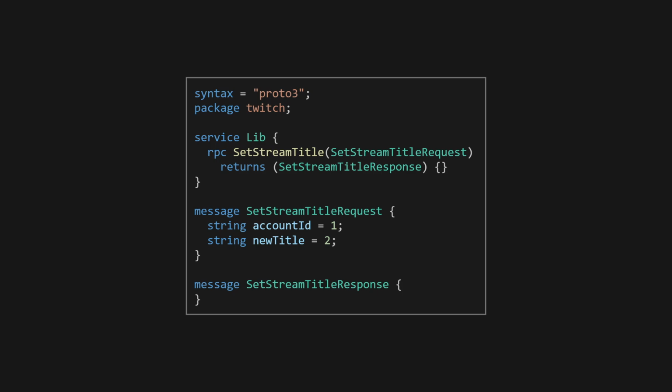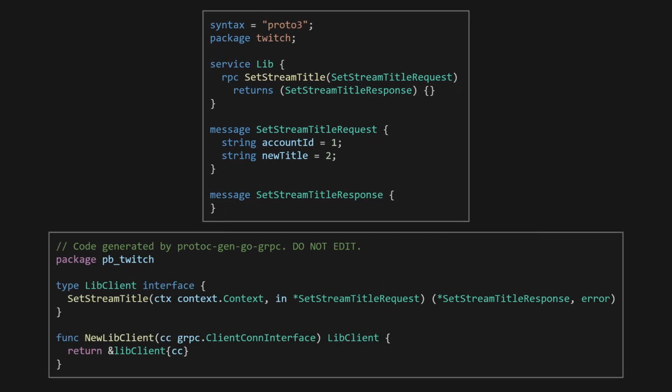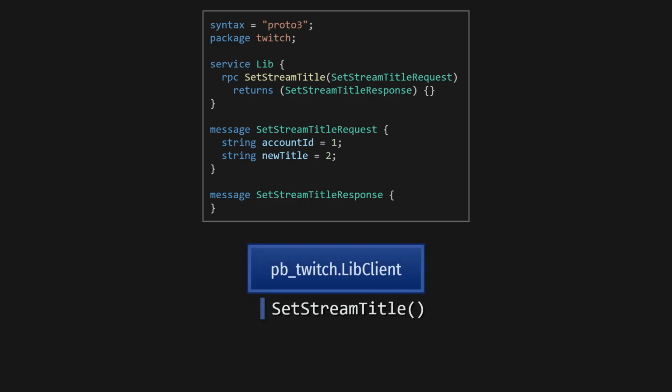Since we're using gRPC, we can generate a client that lets us invoke these operations remotely from our Go program. Within our script runtime's worker process, we have this gRPC client, and we can call setStreamTitle on it when we want to change the stream title for any connected Twitch account.